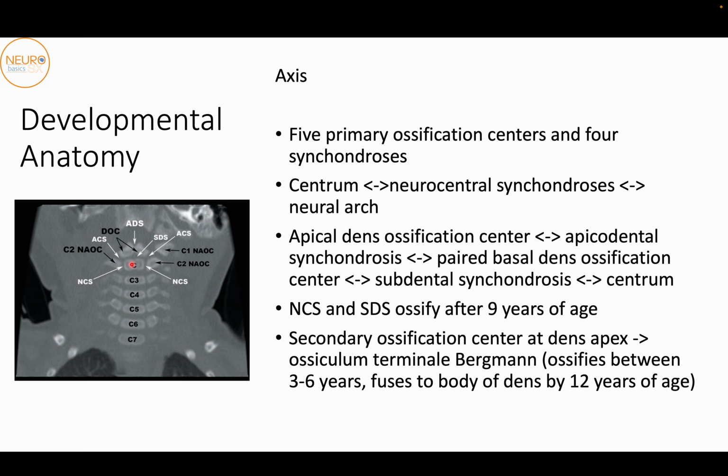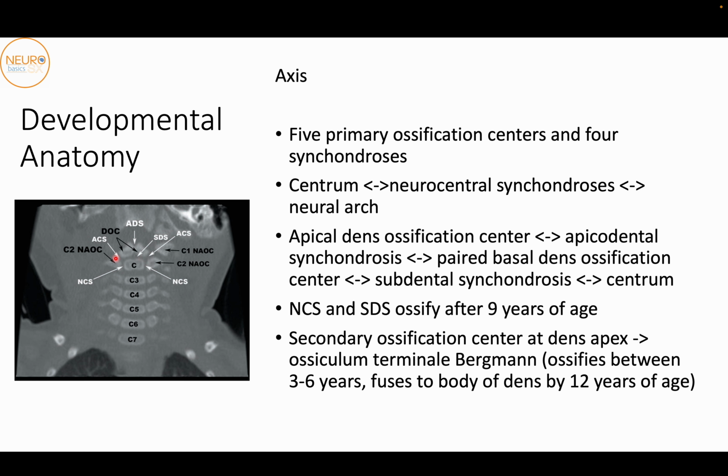So between the centrum and the neural arch ossification centers, you have the neurocentral synchondrosis, and between the basal dense ossification centers and the centrum you have the subdental synchondrosis, and between the apical dense ossification center and the basal dense centers you have the apicodental synchondrosis. Right, so there are 5 ossification centers and there are 4 synchondroses over here. The important thing here is the neurocentral synchondrosis, which is over here, and the subdental synchondrosis.